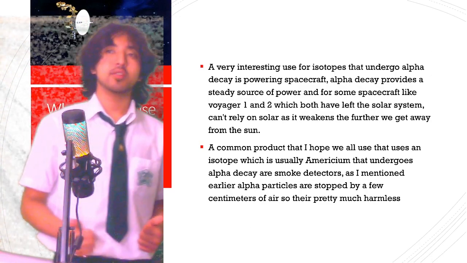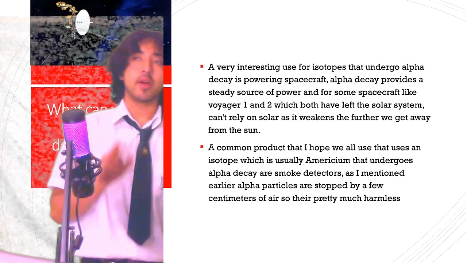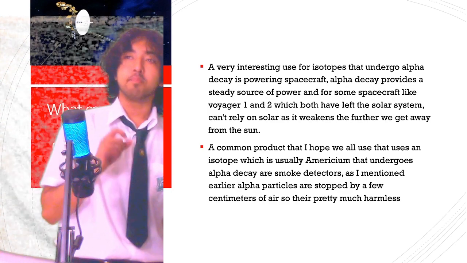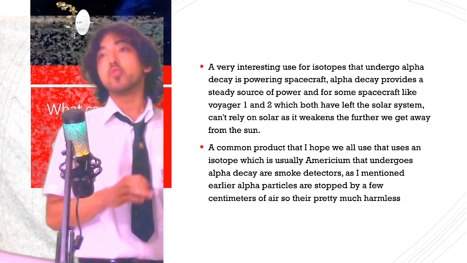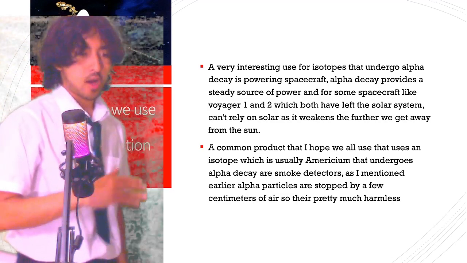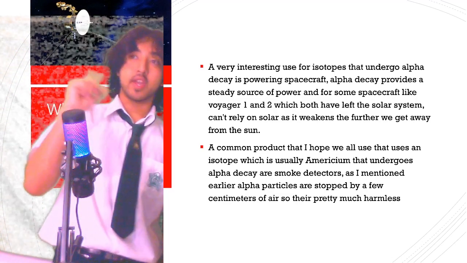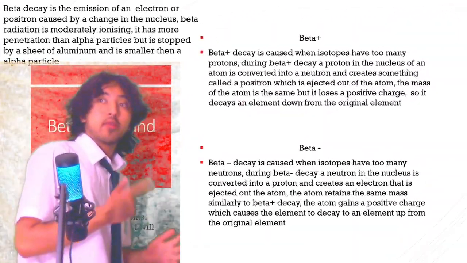A common product that I hope we all use that contains a radioactive isotope that emits alpha particles are smoke detectors. Smoke detectors contain a bit of americium, which is a radioactive isotope. Don't worry, it's completely harmless. It can't harm us because alpha particles are stopped by the air around us and by our skin, so they're harmless for us.